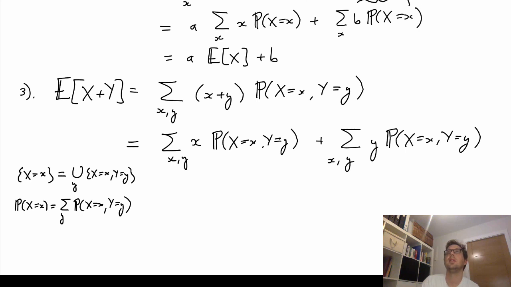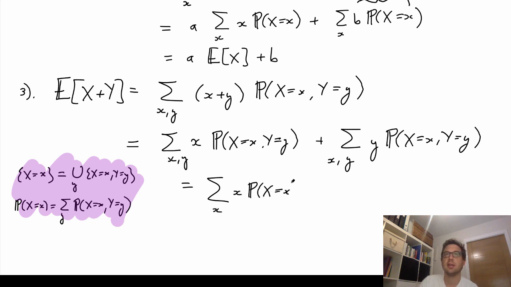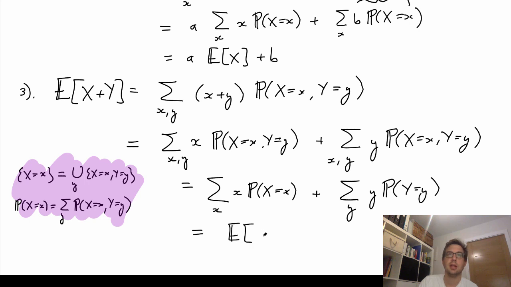So in other words, using this fact here, I can see that this is really just equal to the sum over x of x times the probability that X equals x, and this over here is really the sum over y of y times the probability that Y equals y by the same argument. So we've got E of X plus the expected value of Y. Okay?